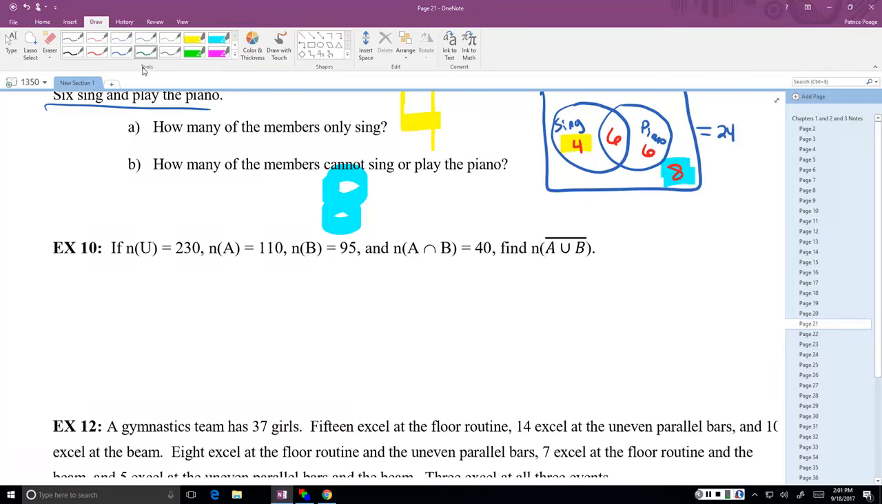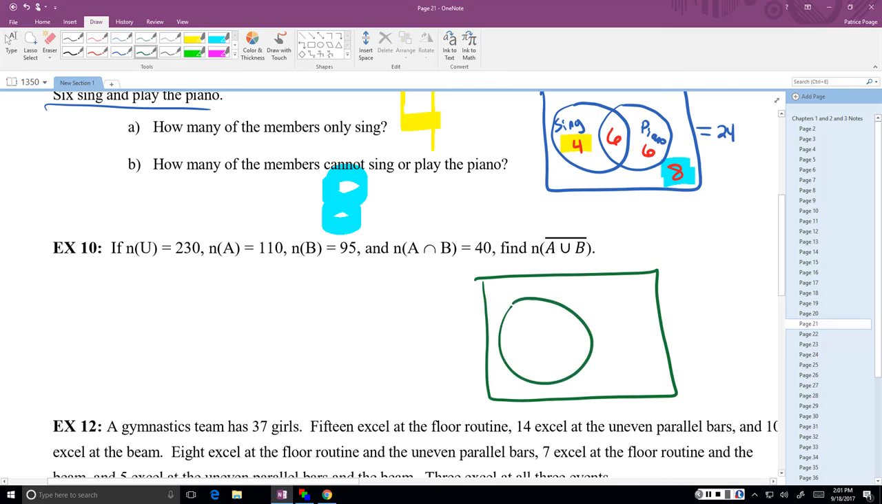Okay, this one doesn't give us a story. It just flat out says the number in the universe is 230. Then we have circle A and B, and it asks us stuff. So I know I'm going to draw a Venn diagram with two circles, A and B. How come I know there's not three circles? Because it never mentions C anywhere. So the number in this whole universe is going to add up to be 230. How many different regions are in this two-circle Venn diagram? So when I add up all four of these, it's going to add up to 230. Y'all with me on that?